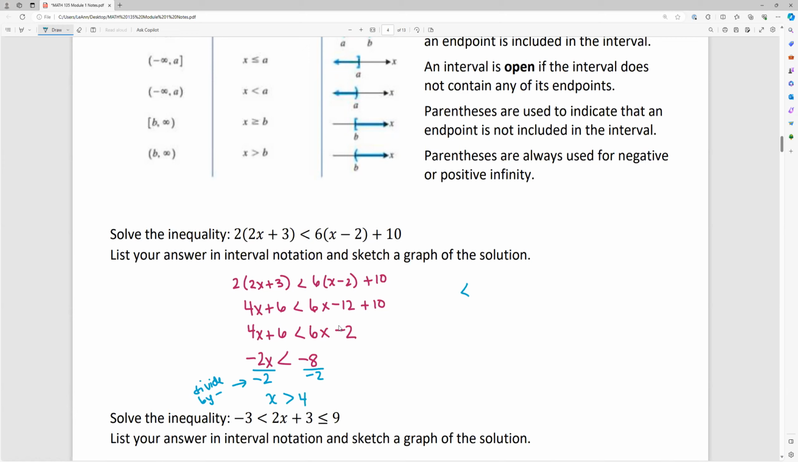Now, if I graph that, because sometimes it's easier to get the interval notation from the graph, we would have 0, 1, 2, 3, 4, 5, and so on.